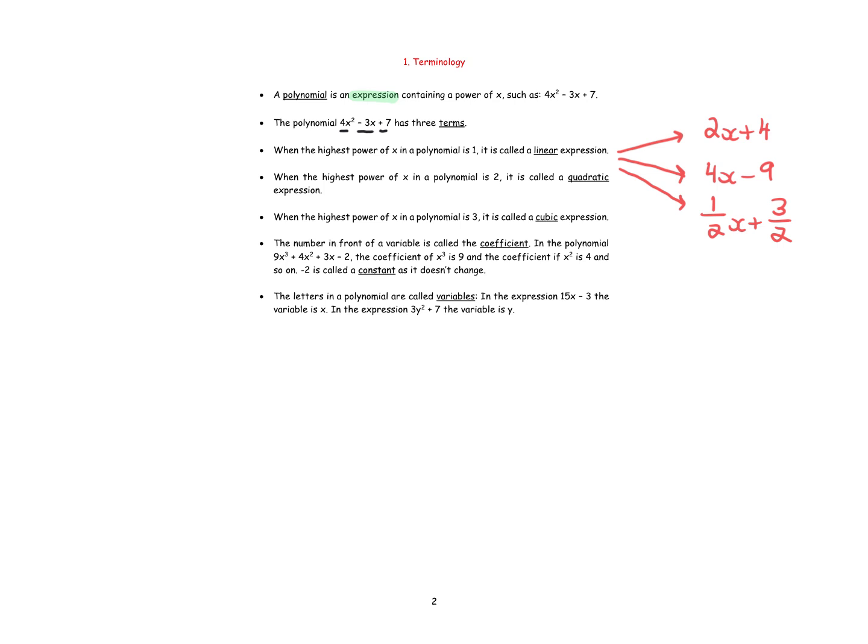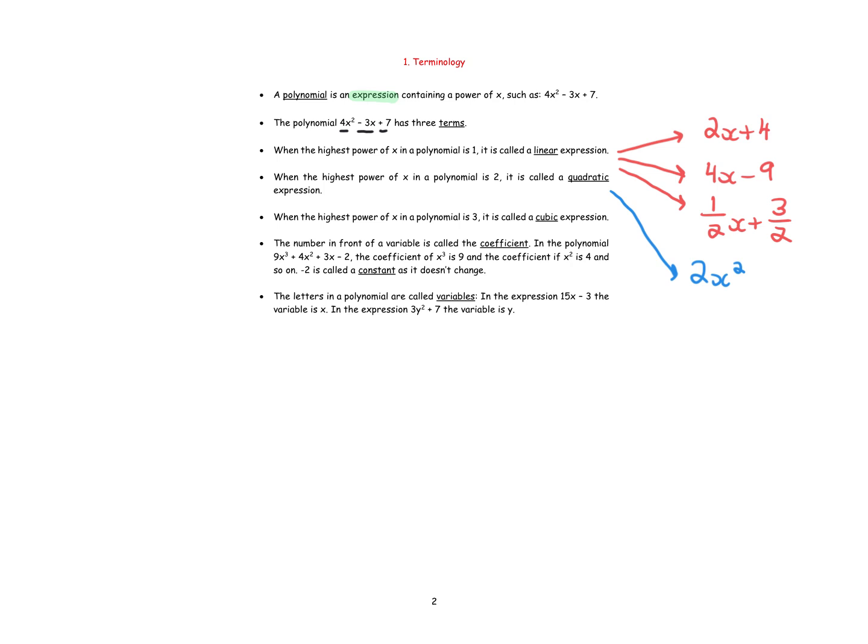Remember, a polynomial has whole numbers such as 4, minus 3, 1,000 or minus 400. Here we have fractions. We have a half and we have 3 over 2. Now when the highest power of x in a polynomial is 2, it's called a quadratic expression. And you would have seen quadratic expressions before, hopefully. And a quadratic expression could be something as simple as 2x squared. The highest power of x is 2.